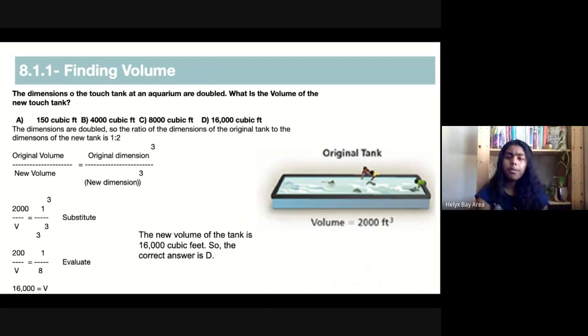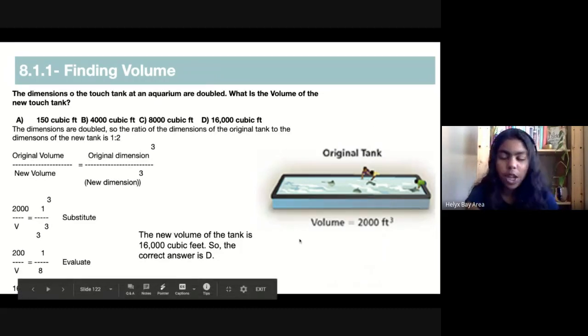So now we're going to be finding the volume of, just like the volume of simple figures. So we're going to be looking at this here first.